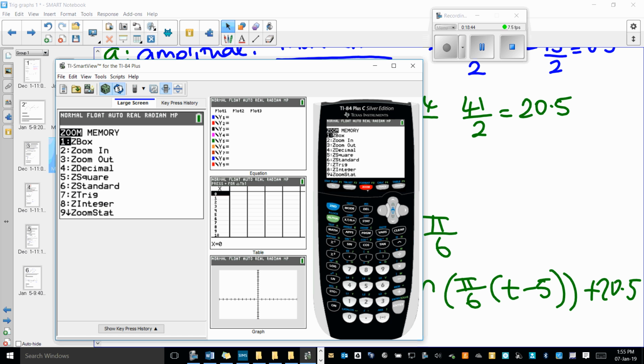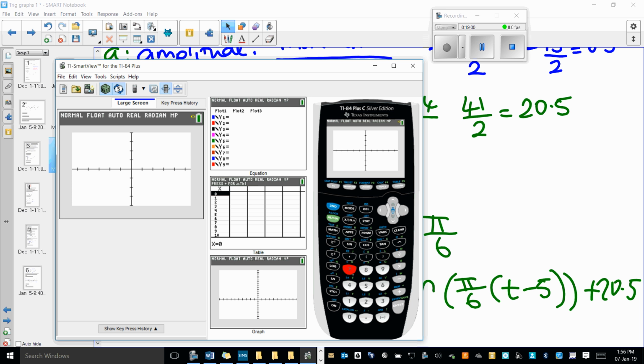So remember, this is where you go to change your axes, to the standard one that the calculator has. Which one do you think we're going to use? What kind of graph was it? Trig. So we're going to go for number 7.